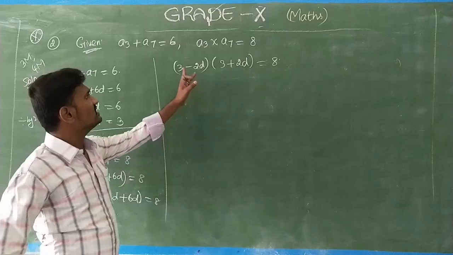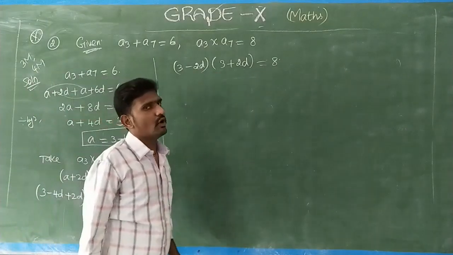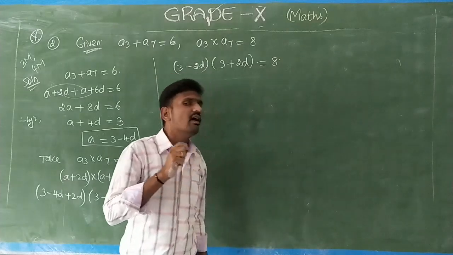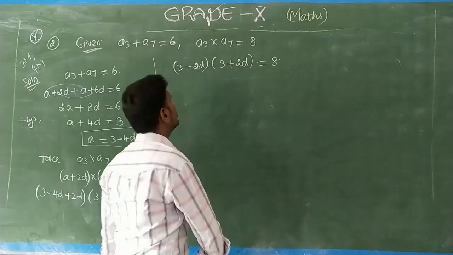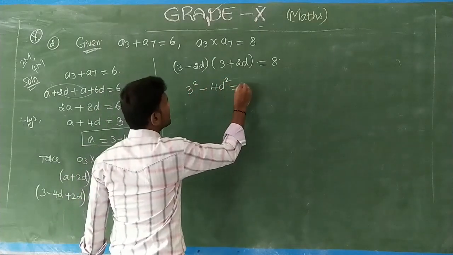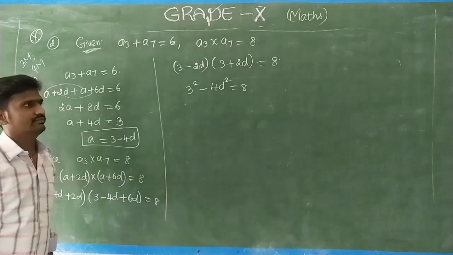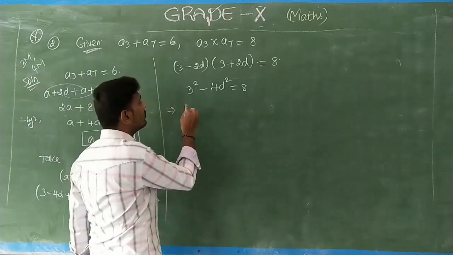See, look at this, students, these two have the pattern of A plus B into A minus B format. And you have a formula, A plus B into A minus B, what will come? A square minus B square. Now I am going to substitute: 3 square minus 4D square, which is equal to 8. Yes, students? Okay.